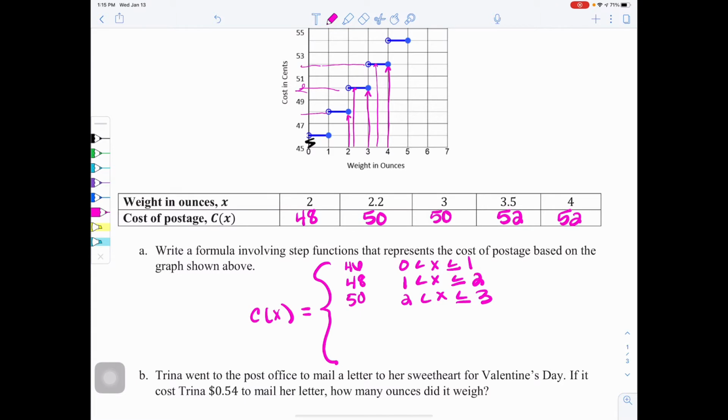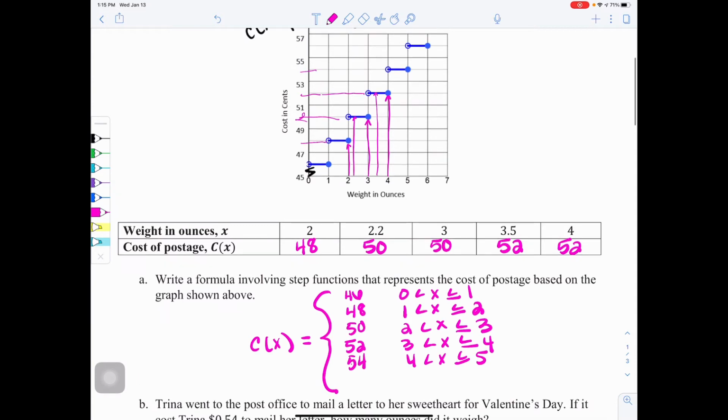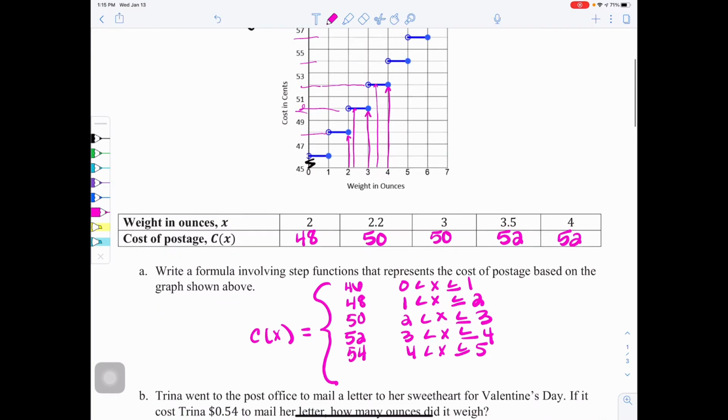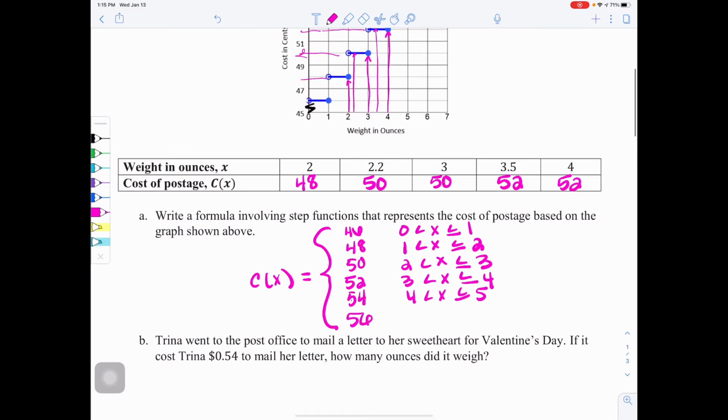The next one would cross at 52. So you can start to see the pattern here. We have 3 is less than X is less than or equal to 4. After 52, we have 54, for 4 is less than X is less than or equal to 5. And lastly, we have 56. We're going to use that from 5 is less than X is less than or equal to 6.